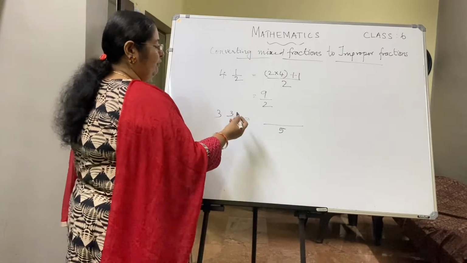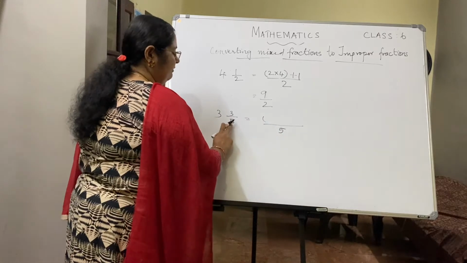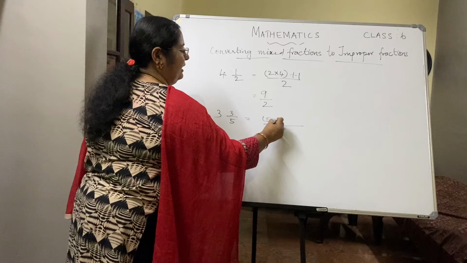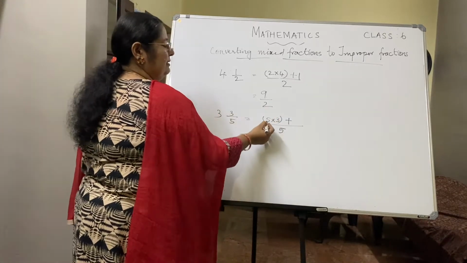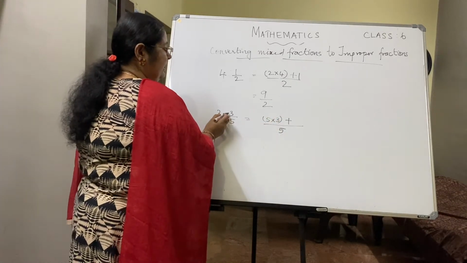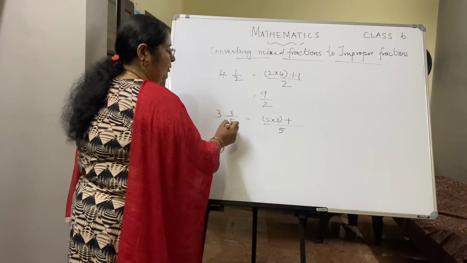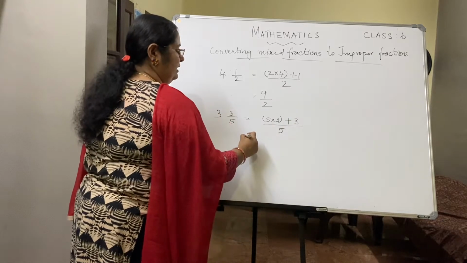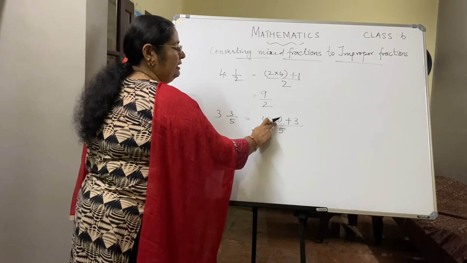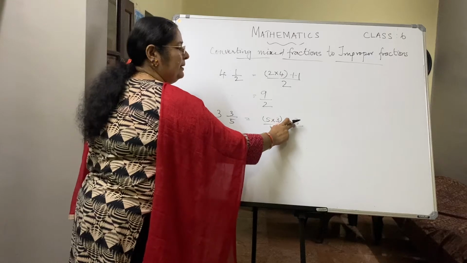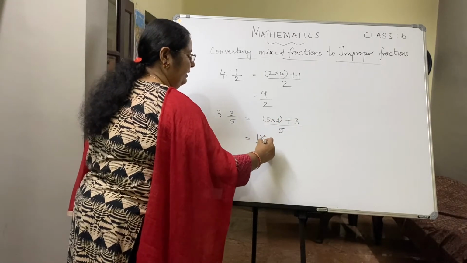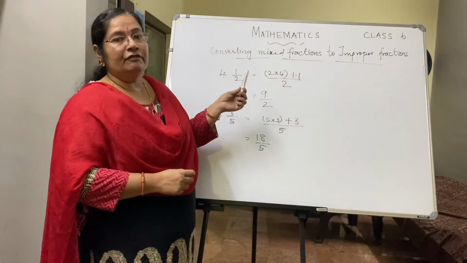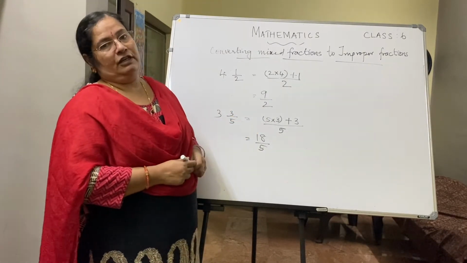Now how to find the numerator? Denominator, which is 5, into the whole number part 3, plus the numerator of the proper fraction. What is the numerator here? 3. So this will be 5 into 3, 15. 15 plus 3, 18 by 5. So 18 by 5 is the improper fraction we have converted.